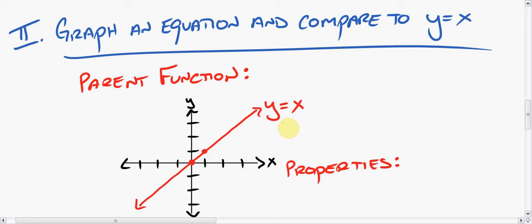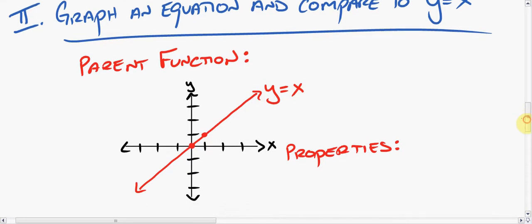This is section 2.3, part 2, where we are going to graph an equation and compare it to the equation y equals x. So before we get into actually working on a problem, let's first talk about this equation y equals x right here. This equation is known as the parent function. And I have y equals x graphed here in our xy coordinate plane. And it's our parent function because it's the most basic linear function. All other lines that are graphed in the xy coordinate plane are some version of this parent function.